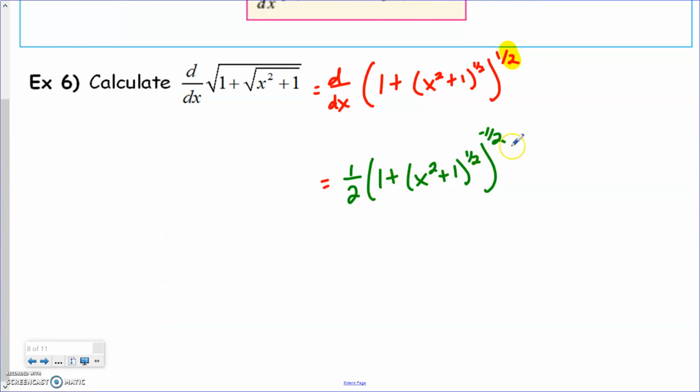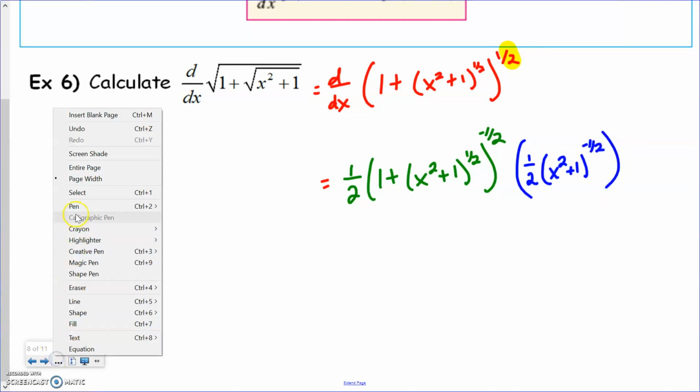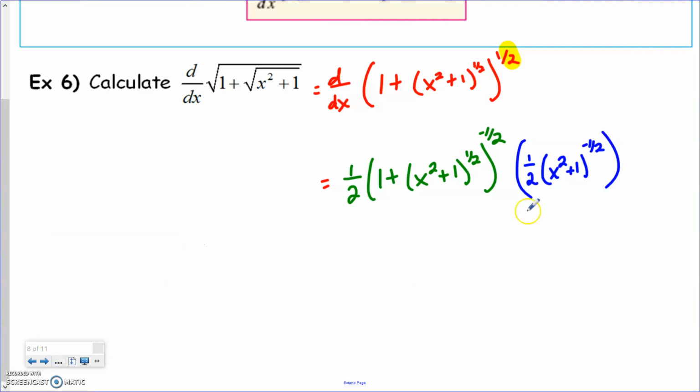So the derivative of 1 is 0, so I don't have to worry about that. And then the derivative of this part is 1/2 times x squared plus 1 to the negative 1/2. And then notice that there's actually one more function on the inside there. We're dealing with that one. So the derivative of x squared plus 1 is 2x.